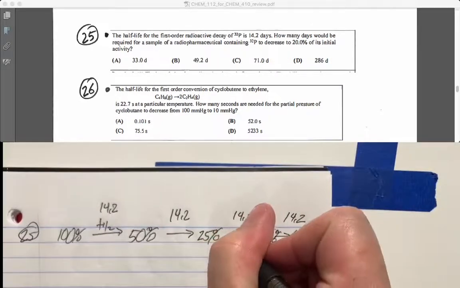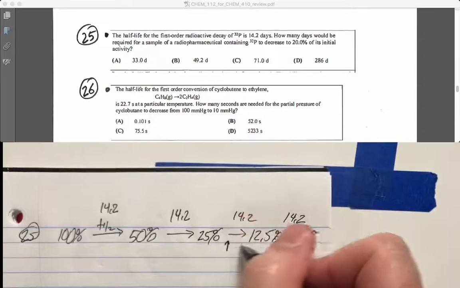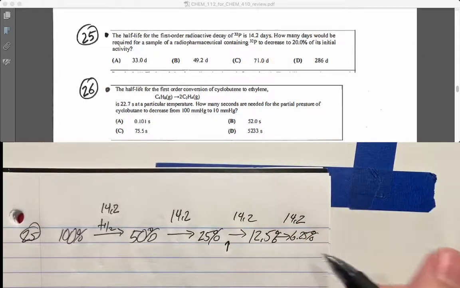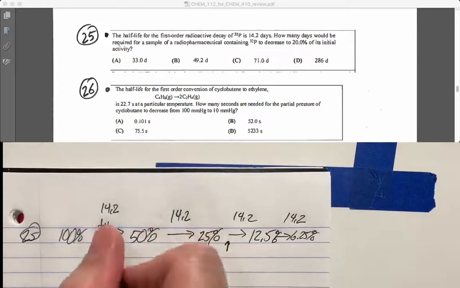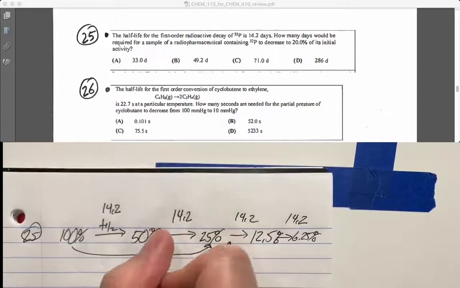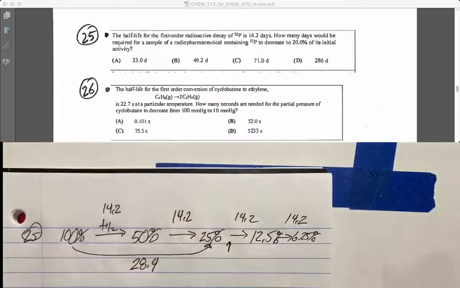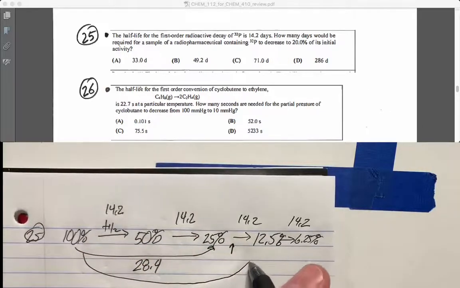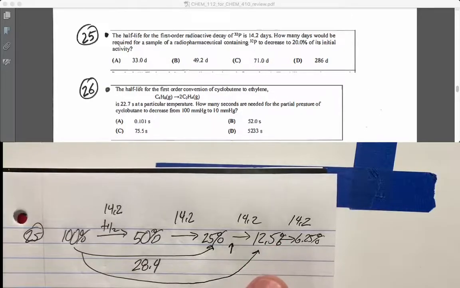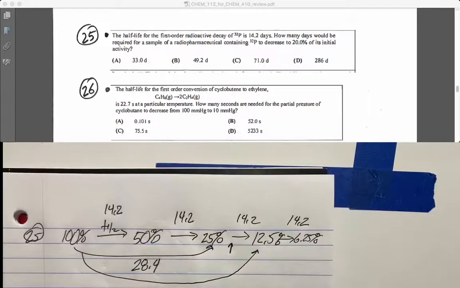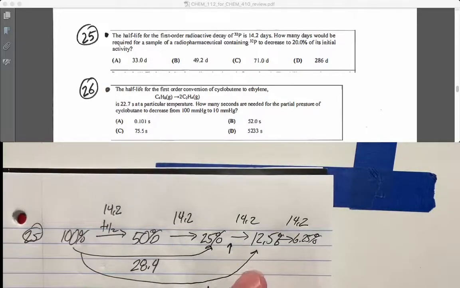And since this is going to be a multiple choice question that you will see, it asks us 20%. So 20% is right in here somewhere, pretty close to 25, closer to 25 than to 12.5. And so to get to 25, it took 28.4 days. And then just to make sure that we haven't gone past the other number, let's see, 42.6, I think. Yeah, 42.6 would be here.